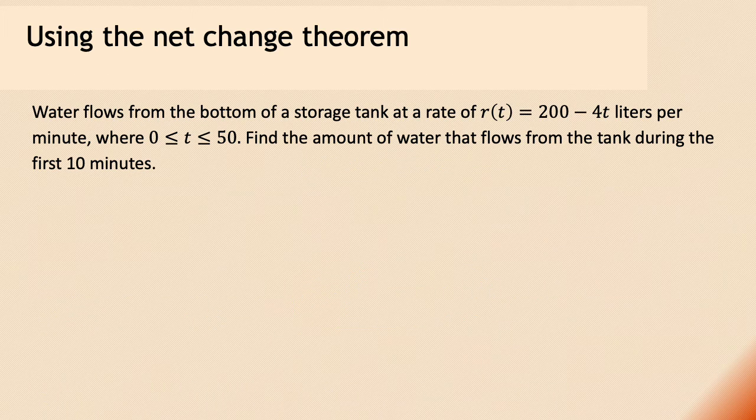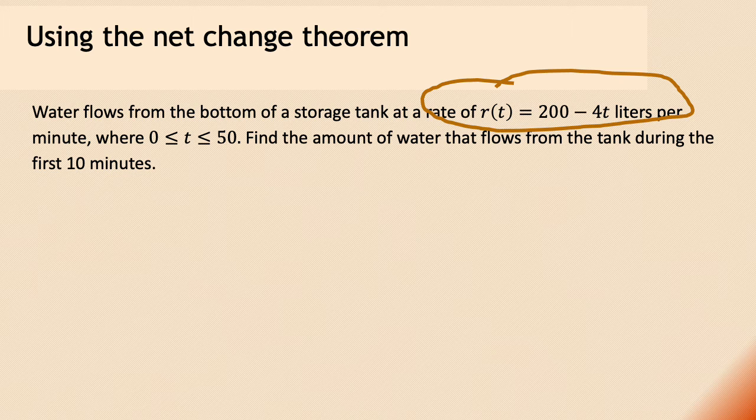Let's look at an example. Here we have a storage tank. It's storing water, and water is coming out from the bottom. So maybe somebody opened the faucet, or maybe there's a hole in the tank, but it is leaking at a rate. So we're given a rate of leakage, 200 minus 4t liters per minute. So 200 minus 4t liters per minute, that's our rate.